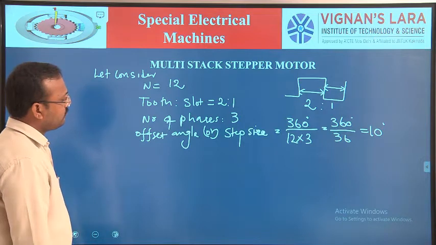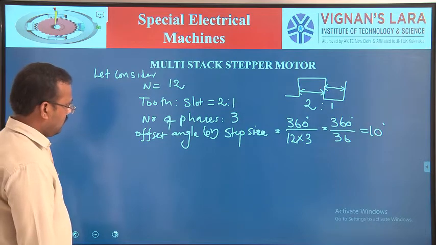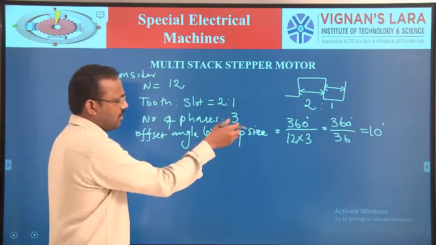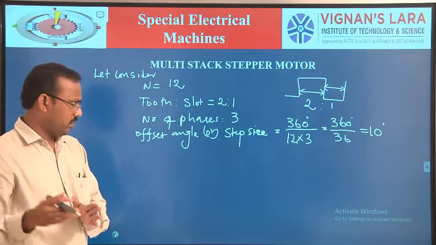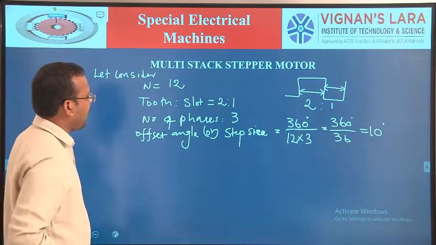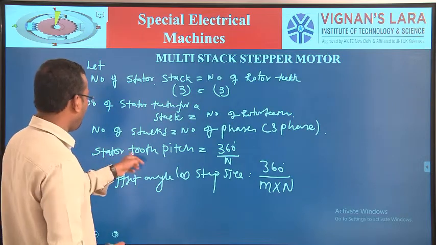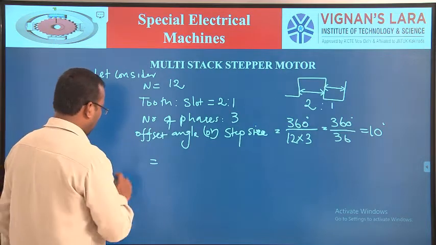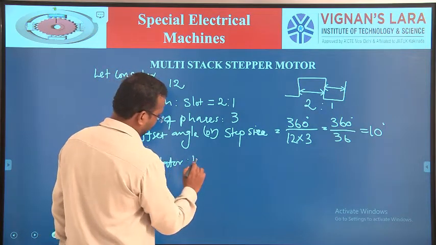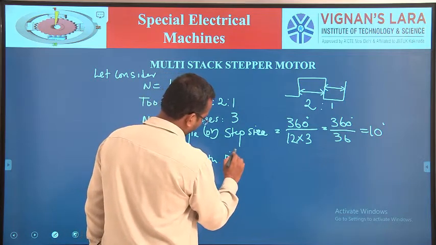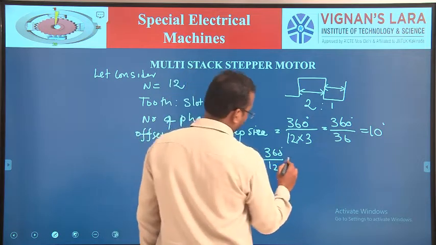Now we calculate how the state of the rotor will move one by one. Okay, so slant angle. Now we will calculate slant angle. It is equal to this angle, the rotor tooth pitch angle. So we calculate stator tooth pitch. That is equal to 360 degree divided by 12, equal to 30 degree.